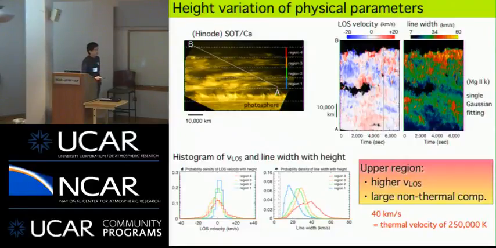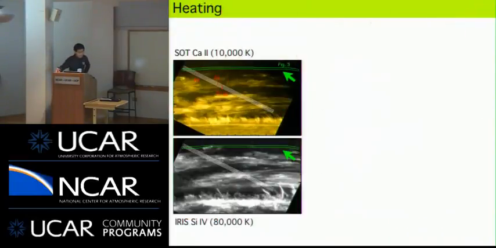So we think the upper region of this prominence has strong non-thermal components, and that will be expected to heat the plasma. So if heating takes place, we can find something in this movie.